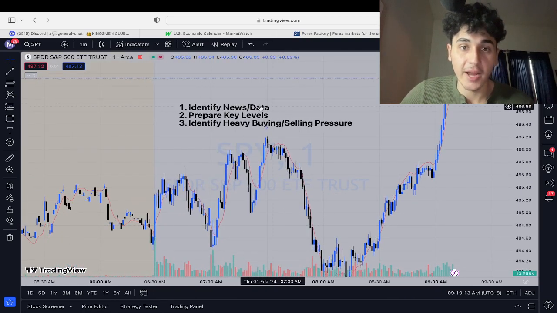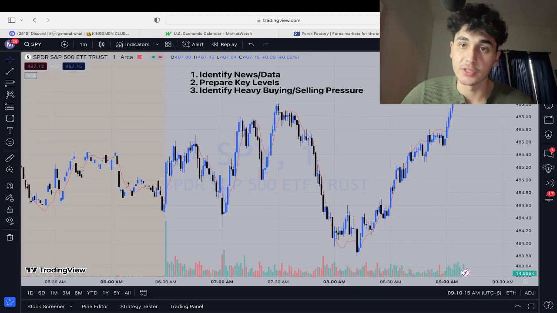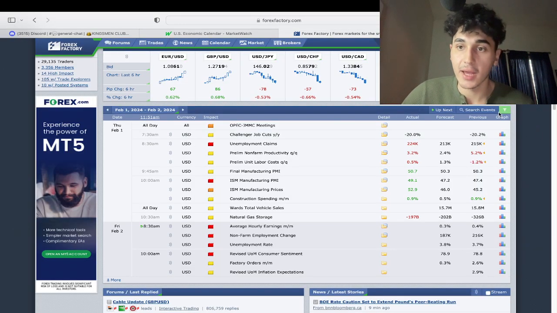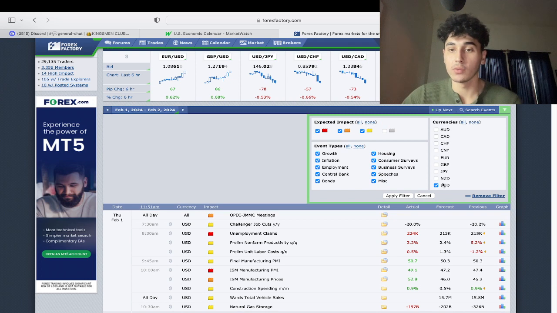And then obviously for identifying our news and data, we can just go over to Forex Factory. What I like to do is I just filter it out and I only check out the USD, because only USD folders are realistically going to impact the stock market. We're trading in the stock market, so we don't need to be worried about all the other currencies. And then I only mark out the red, orange, and yellow folders, because that's realistically what's going to leave an impact on the market.